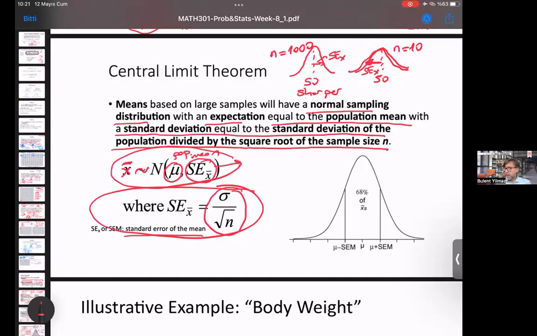Okay, so this is what it means, and I should say that 68% of the time the mean is going to be between the mean minus the standard error of the mean and the mean plus the standard error of the mean. This is something that we use many times in statistics. So if you have data, the majority of the data is going to be between mean minus standard deviation and mean plus standard deviation. Okay, you can see that in normal distributions.